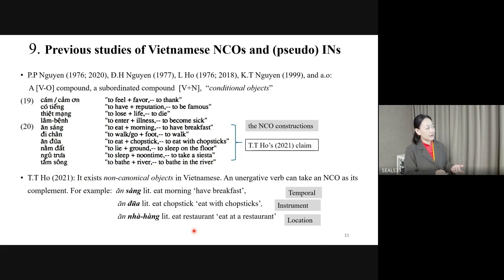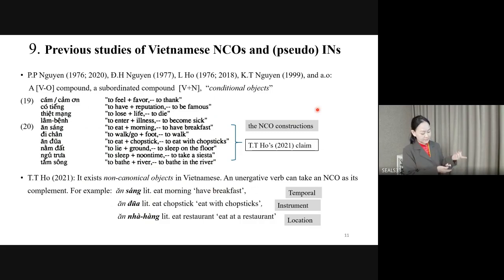So in my study, I say that example 20, this structure is NCO in Vietnamese. And so with the example here, I find that an ergative verb in Vietnamese can take an NCO as its argument. For example, to eat in Vietnamese can be transitive, like Jenny eats an apple, Trang ăn táo, and can be intransitive, Trang ăn chọc. Jenny eats very slowly like that. So it can take a nominal like temporal, or an instrument like chopsticks, and a location like nhà hàng.